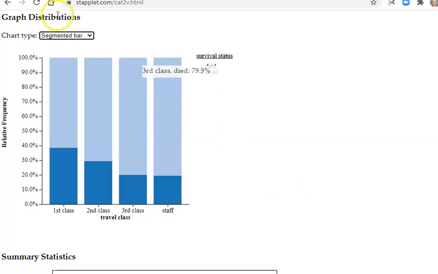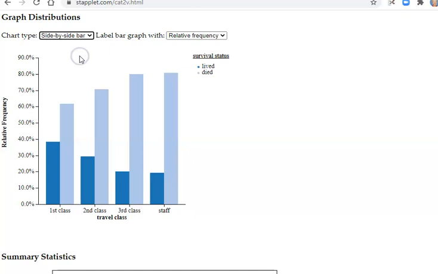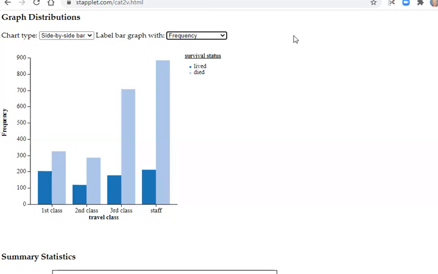Going back to our applet, let's look at a couple of other comparisons here. We're going to look at the side-by-side bar as a relative frequency graph and as a frequency graph. So notice, take a look at this, the bars, and of course this is on your notes too. There's the relative frequency, and here's the frequency. They look very different. So it's really important to understand which one you're looking at when you make comparisons.